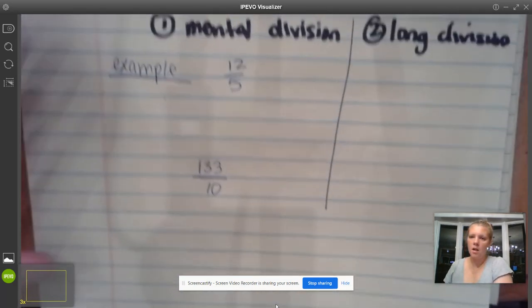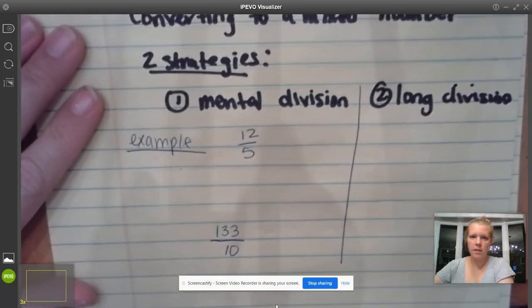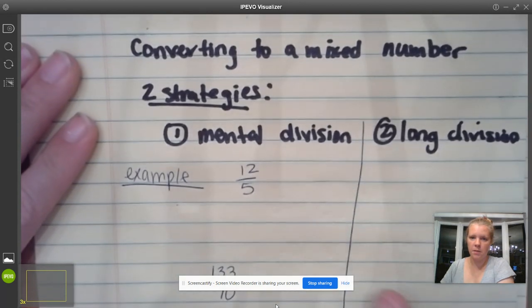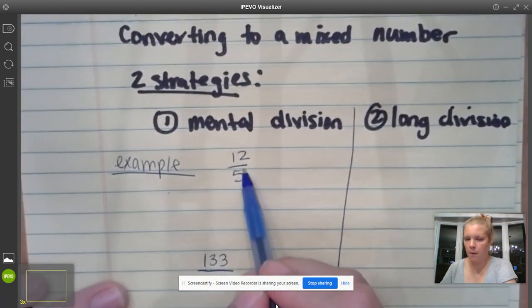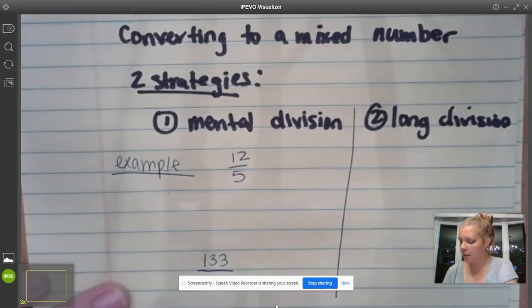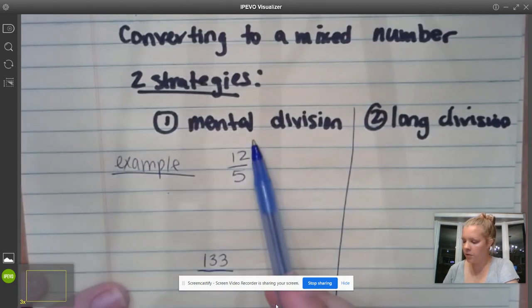The last basic fraction concept that we need to review is converting to a mixed number. If I start with an improper fraction, going back and making it a mixed number, I have two strategies that I typically use. The first is just mental division.